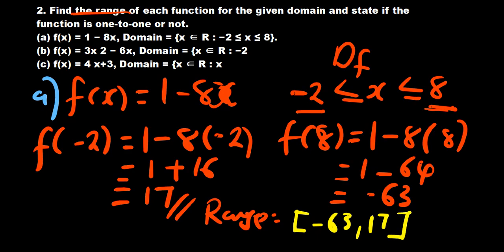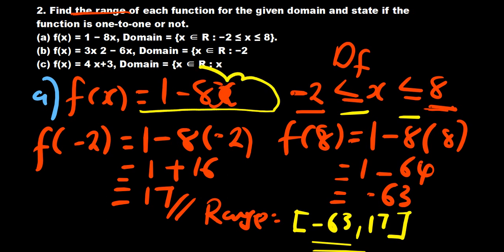Note I've put inclusions because the symbols here are being included: x is greater than or equal to -2, and x is less than or equal to 8. Now you realize that this is a linear function, so everything exists. Whatever number you put for x here, everything exists. So we find that the function is one-to-one. This one, we found the range, and it's also one-to-one.